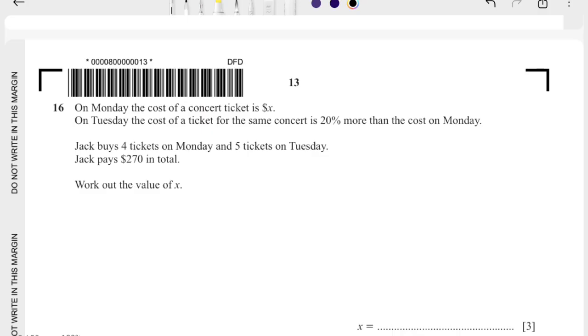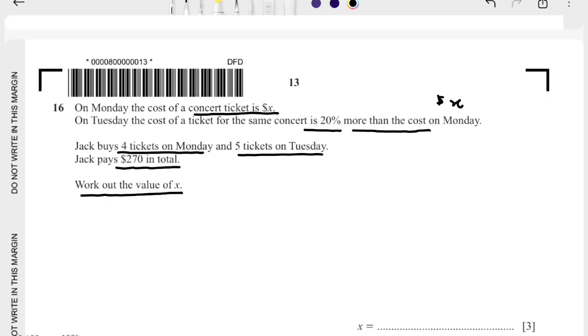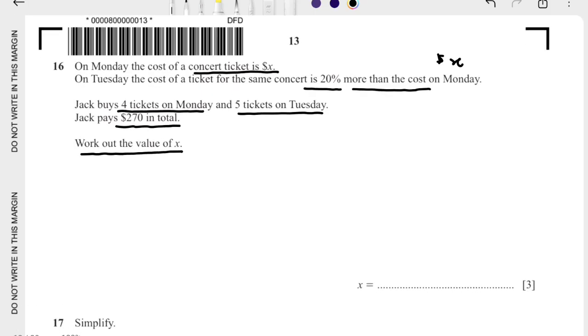On Monday, the cost of a concert ticket is $X. On Tuesday, the cost of a ticket for the same concert is 20% more than the cost of a ticket on Monday. Jack buys 4 tickets on Monday and 5 tickets on Tuesday. Jack pays $270 in total. Work out the value of X. So this is a very easy question.